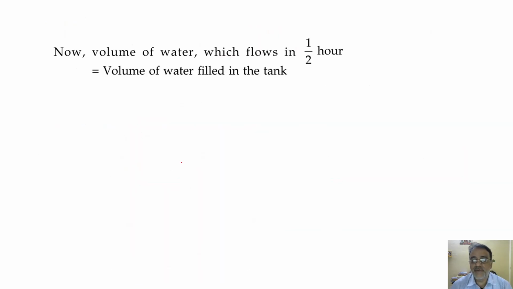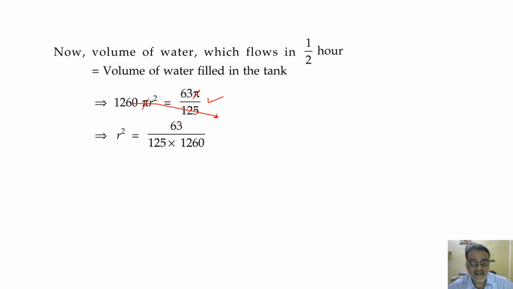Volume of water which flows in half an hour is equal to volume of water filled in the tank. So 1260 pi r square is equals to 63/125 pi. ये स्टेप क्लियर है. Yes, sir. इसमें पाई और पाई कैंसिल हो जाएगा, and we can shift 1260 here in the denominator. अब इसको कैंसिल कैलकुलेट करते हैं.